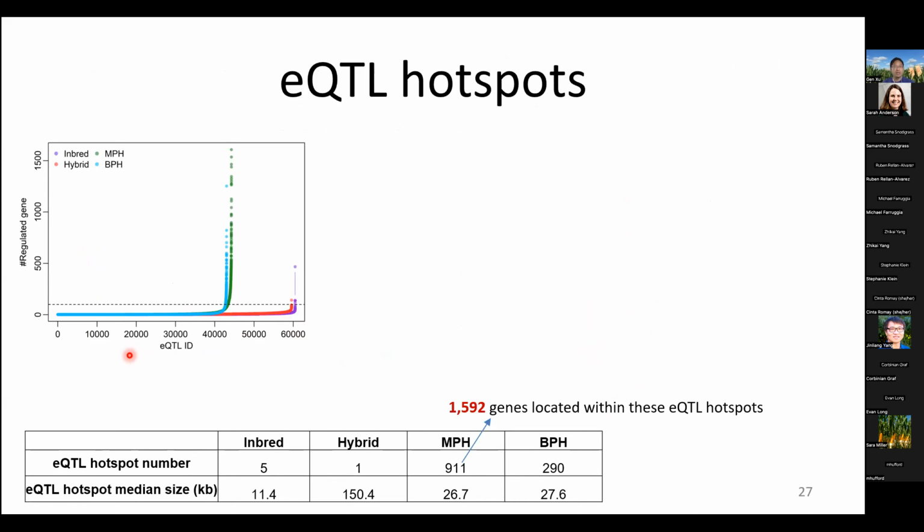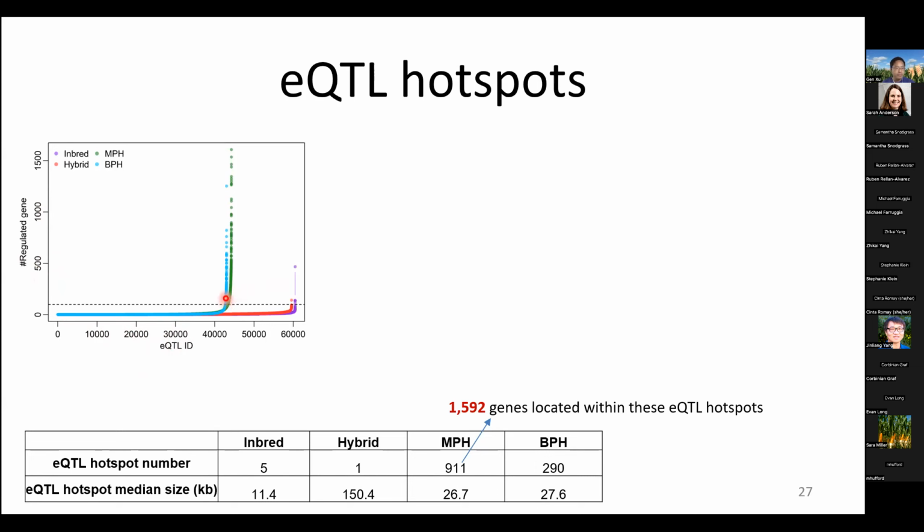So once we have the eQTL information, we find some eQTLs can regulate multiple genes. Here, in this plot, the x-axis is the eQTL ID, and the y-axis is the regulated gene number for each eQTL, and the blue and the green dots represent the eQTLs from MPH and BPH.